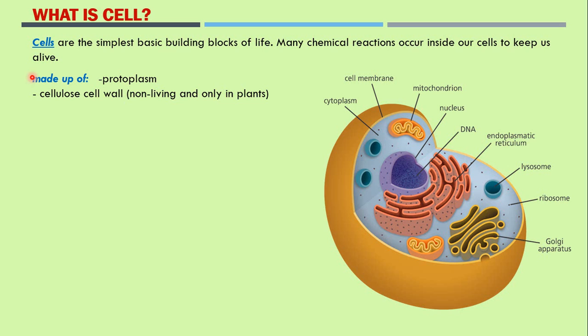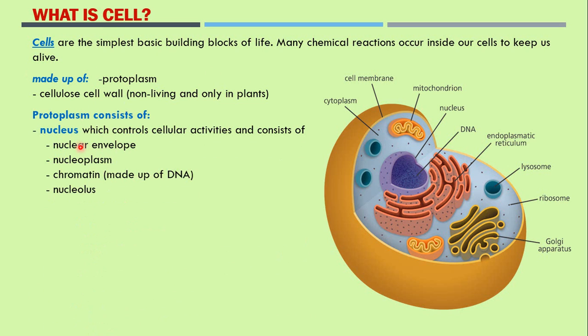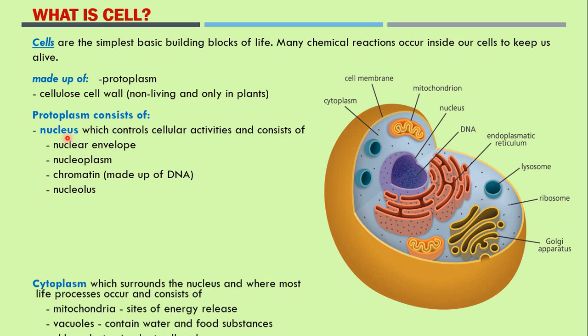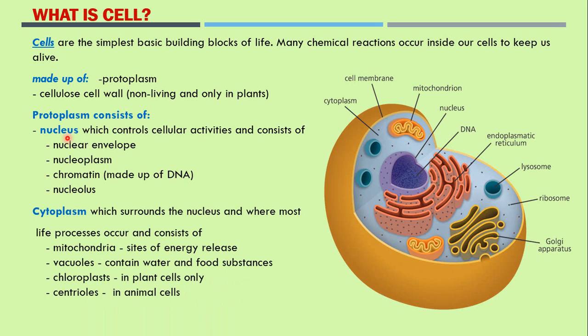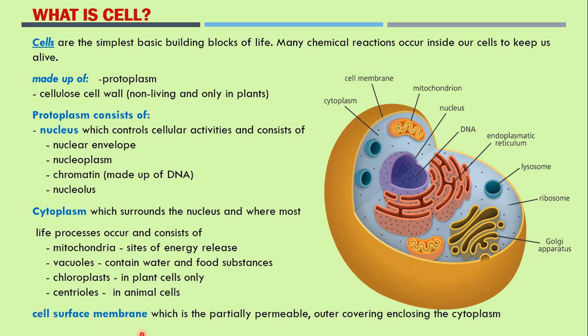What is protoplasm? Protoplasm consists of a nucleus, cytoplasm, and cell surface membrane. What is protoplasm? It is the liquid inside the cell, right? Inside the protoplasm the nucleus is present. The nucleus controls the cellular activity. All the activities held inside the cell are controlled by the nucleus. That's why the nucleus is also termed the control center of the cell.